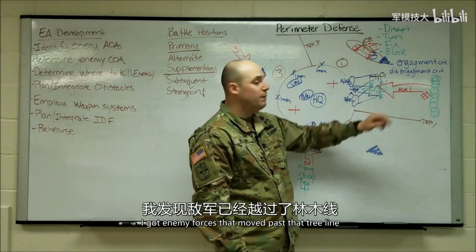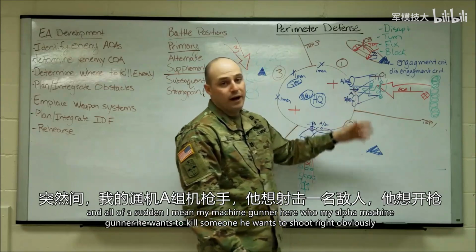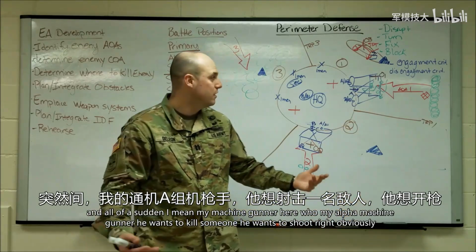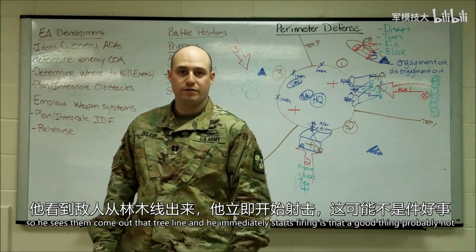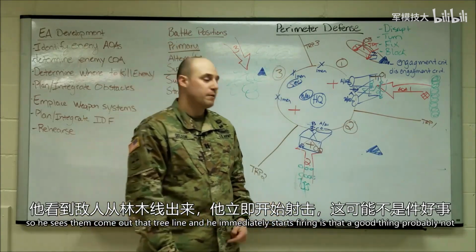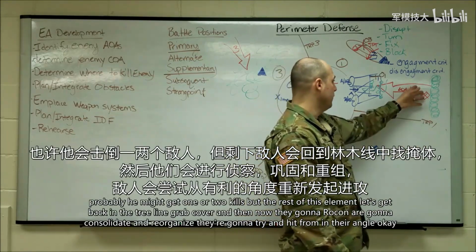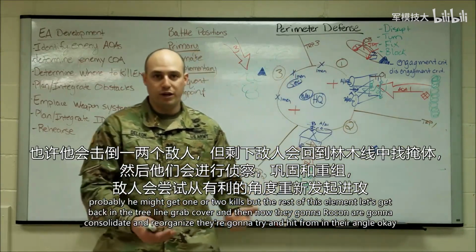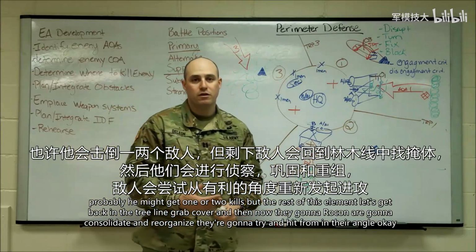I got enemy forces that move past that tree line, and all of a sudden, my machine gunner here, my alpha machine gunner, he wants to kill someone. He wants to shoot, right? Obviously. So he sees them come out that tree line, and he immediately starts firing. Is that a good thing? Probably not. Probably he might get 1 or 2 kills, but the rest of this element is going to get back in the tree line, grab cover, and then now they're going to consolidate and reorganize, and they're going to try and hit from their angle, okay?